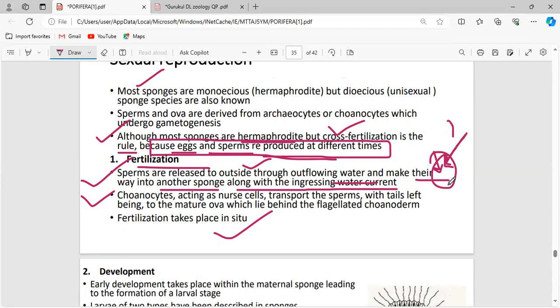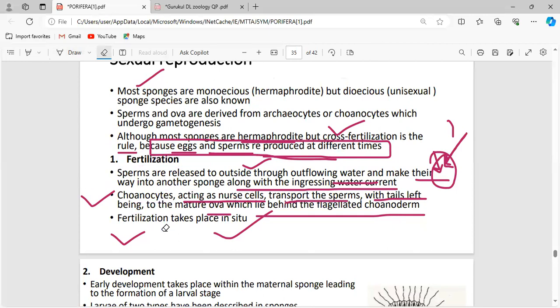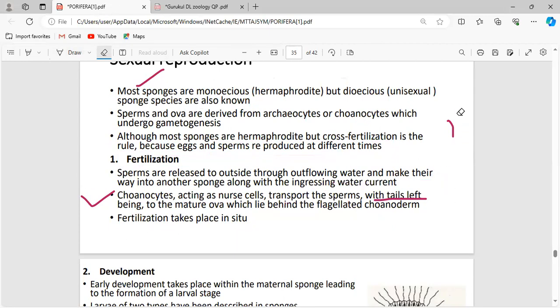Yesterday I made it very clear which cell has flagella in it. Choanocyte has the flagella, because by the beating of this flagella, yes, very good, choanocytes, water current will be produced so that the male gamete will reach the other branch. So now these choanocytes, acting as nurse cells, transport the sperms with the tails left behind to the mature ova which lie behind the flagellated choanoderm. Fertilization takes place in situ. Clear?